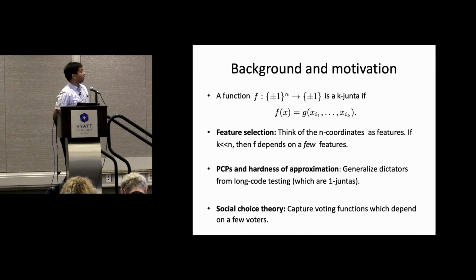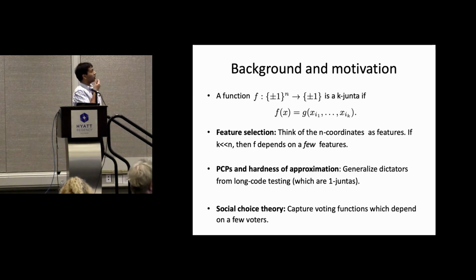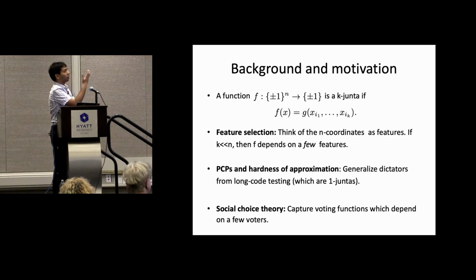In particular, we're interested in Boolean functions, so functions which take plus or minus one values on the discrete cube. The function f is said to be a k-Junta if it just depends on some k of the coordinates. And think of k as constant, let's say 5.